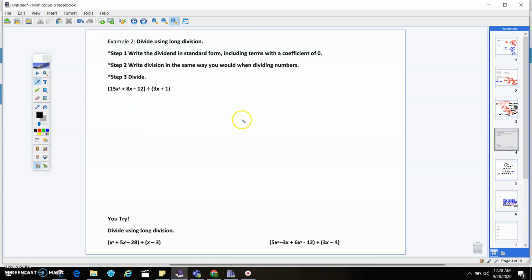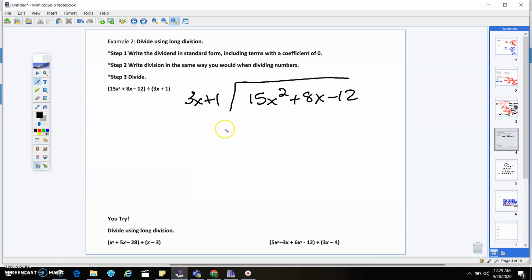Okay. So you're going to put 15x squared plus 8x minus 12, and then you've got 3x plus 1 on the outside. Okay, so again, you're going to ask yourself, what times 3x will give you 15x squared? So I know that 5 times 3 will give me 15, and x times x will give me x squared. So 5x times 3x, I'm going to do this in a different color. 5x times 3x gives me 15x squared. And 5x times 1, because that guy's chilling out there too, and we got to make sure that we share our cookies. And we're going to subtract.